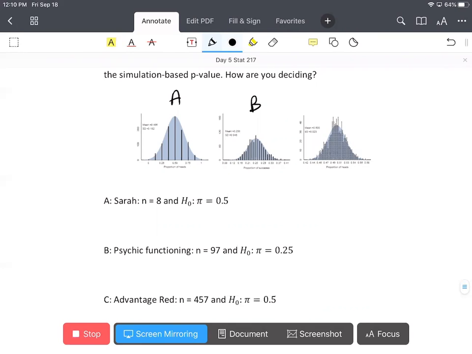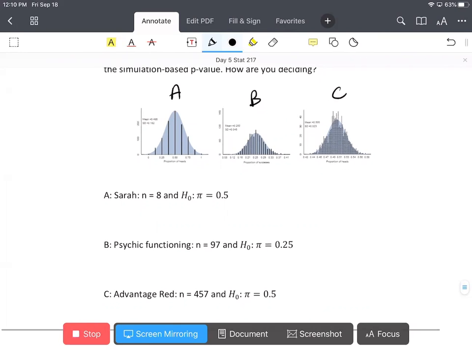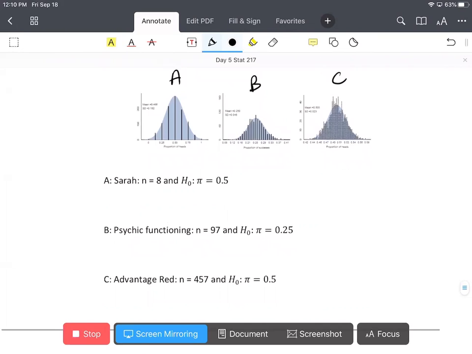It's tight, it's a little bit tighter. And then C is the one we've been doing all the way along, the advantage red. So when I'm looking at this, I want to know, can I use the normal distribution? Take a second and see which one, circle the ones that you think you can use the normal distribution for, and seeing if you can come up with why that would work.